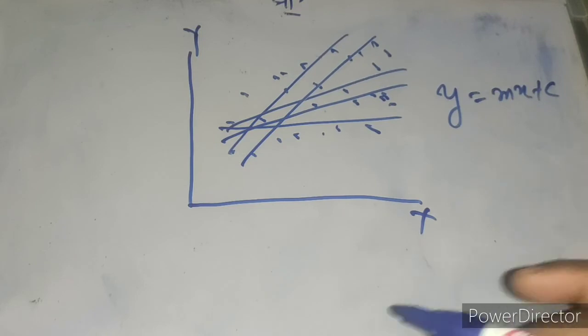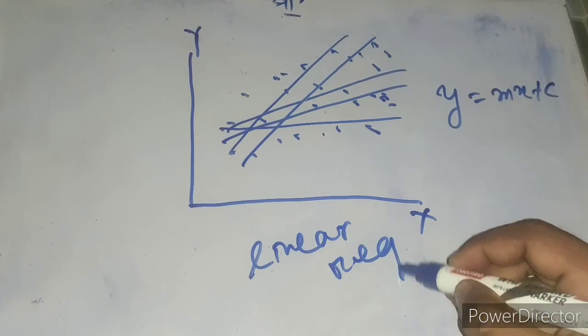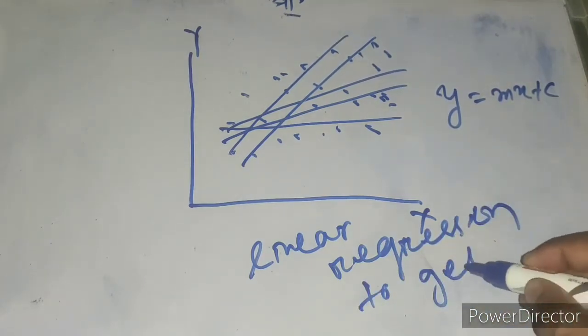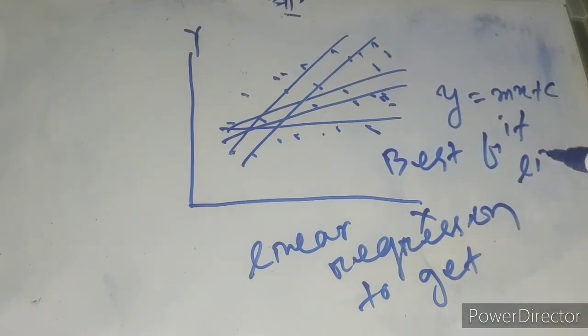So the moral of linear regression is to get the best fit line, which can be applied for every data. If from the training data set we are getting a best fit line, then on the basis of that single linear regression best fit line, the testing data can be checked, and once it is checked we have to find the accuracy.